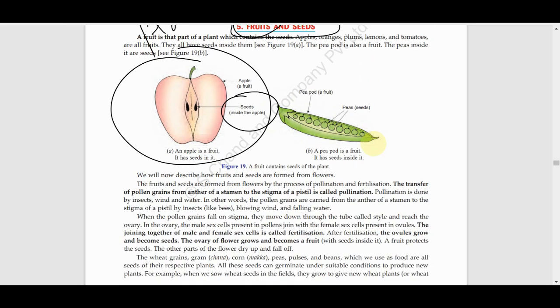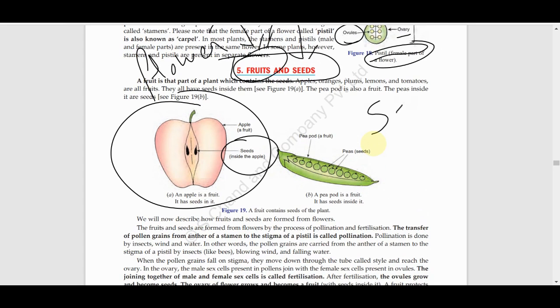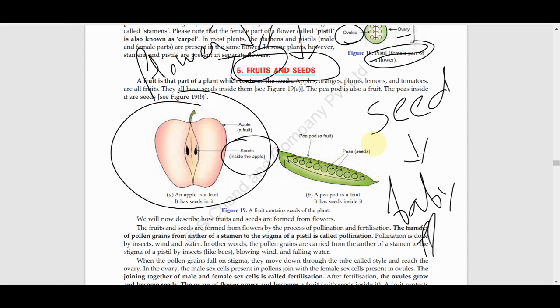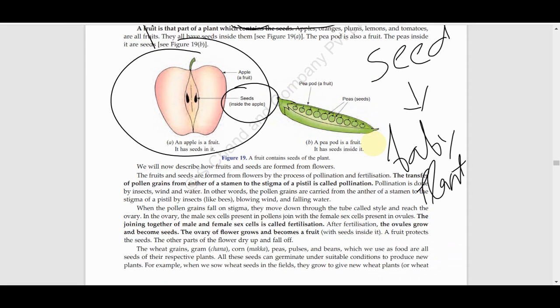How will the seed be formed? We know the seed is a type of baby plant. We can say a seed is a baby plant. After sowing the seeds, they will grow up into plants. So we can say this is the baby plant. So how will they be formed? From the flowers. We know the flower will be converted into the fruit after some time.